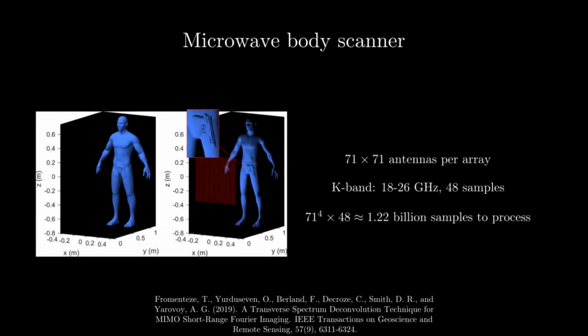I conclude this video by discussing a practical application of this technique in the case of a microwave body scanner. These applications take advantage of the near transparency of clothing at these frequencies to reveal the presence of hidden objects such as firearms carried by people. Here we have an array of 71 antennas per side, operating in the same frequency band as before. One measurement now consists of more than 1.2 billion samples that will have to be processed for image reconstruction.